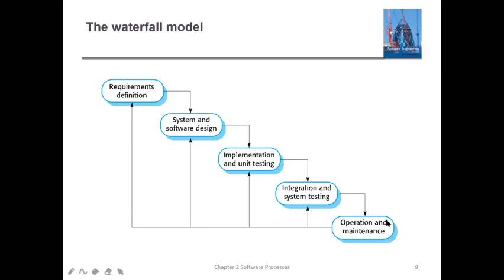When you go for this system, this module operation and maintenance, here the customer can ask for changes. Then you have to go back in this way. If he needs changes in the integration part, you go here. If he wants changes in unit testing, go here. If he wants changes in software design, then go here. If he wants to change some requirements, then you have to go back to the requirements, and again you have to follow all the steps. This is the design architecture of your waterfall model.